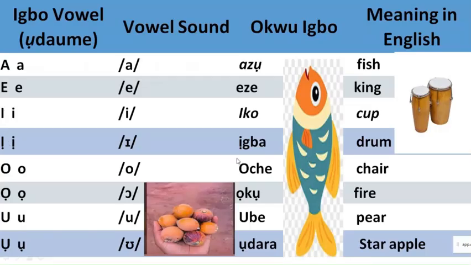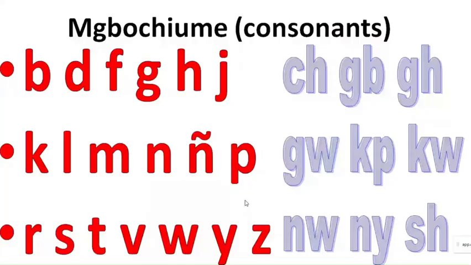I, ịgba. Ọ, ọkụ. Ni, nwi, ni, wee, ri, kwi. Beautiful. You are doing well. So you continue to learn how to pronounce it on daily basis till you master it.